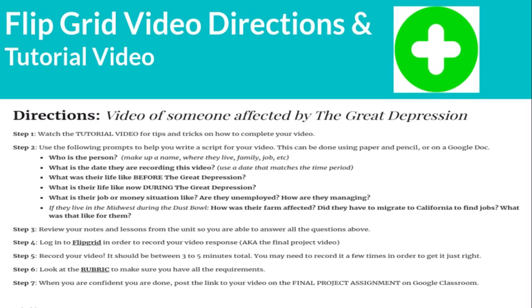Anyway, students will first have to answer the questions I have listed here and create their script based on their answers to the questions. Once they have done that, they'll record their video. Their video should be between 3 to 5 minutes long. I have again posted a tutorial video for students to refer to if they never used Flipgrid before. After they record and feel comfortable with their finished product, they will post a link to their video in the final project assignment in Google Classroom.